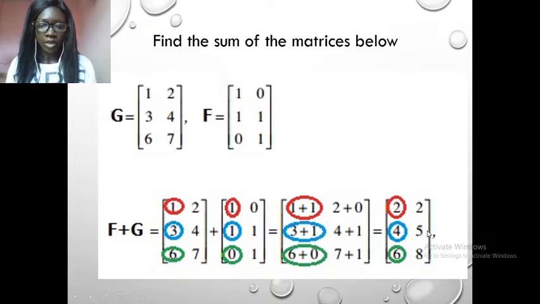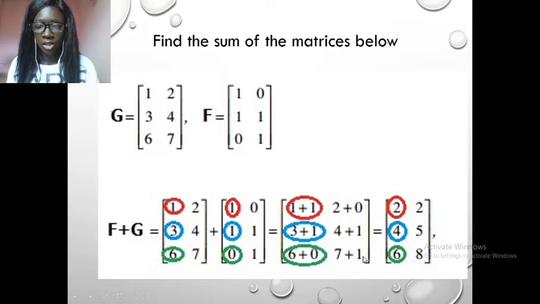So we have 5 here. Again, at the third row we have 6 in the first column, and in the second matrix for the third row we have 0 in the first column. So we have 6 plus 0, and 6 plus 0 is 6. Also still at the third row, but now at the second column. Like I told you, a column is your vertical line, and a row is the horizontal line. So we have 7 plus 1.